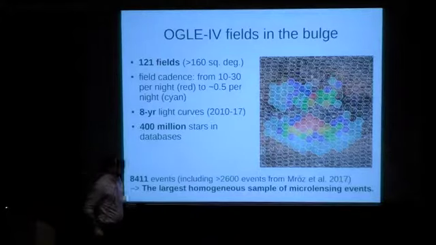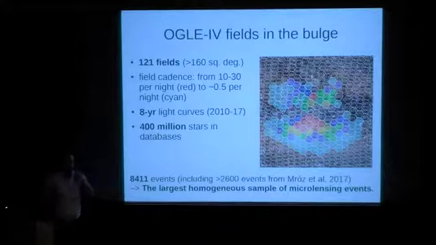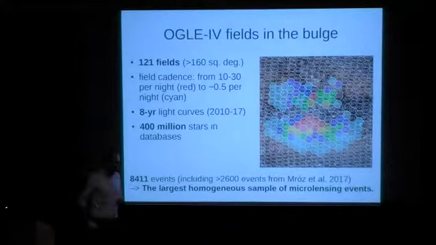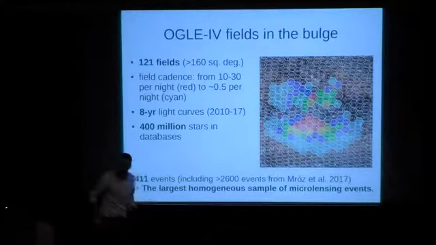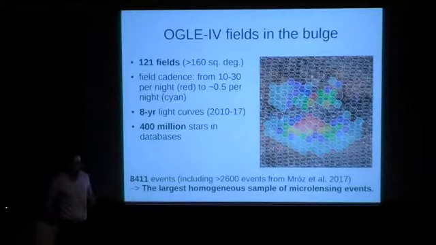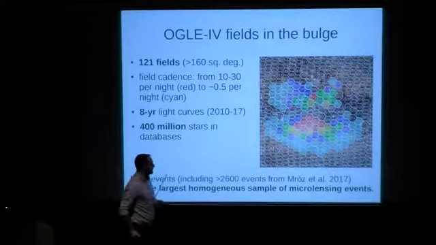This resulted in the discovery of about 8,000 microlensing events. Some of these were already published. Some of them are new discoveries. But as far as I know, this is the largest homogeneous sample of microlensing events ever analyzed.